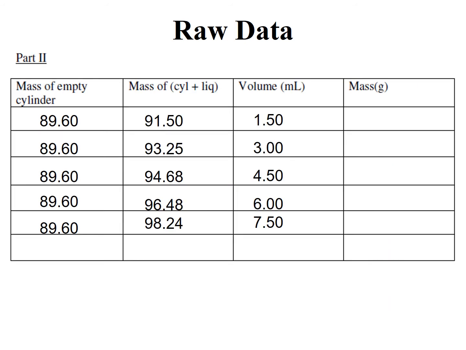Here, you're given the raw data for part 2 of the experiment, wherein you have the mass of the empty cylinder, which is the same throughout because you use the same graduated cylinder. Then here, the mass of the cylinder plus the added liquid, corresponding to the volume of liquid that was added. One value missing here is the mass, which you're going to supply. I'm going to give you the sample calculation for this part, and in your report I want you to use the other set of data, not the one that I gave to you.